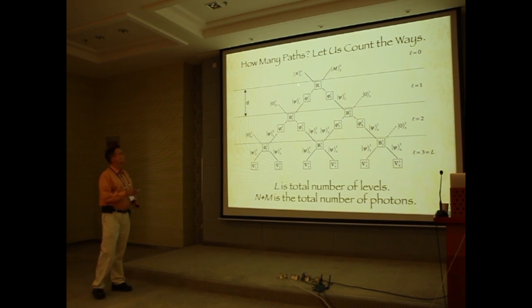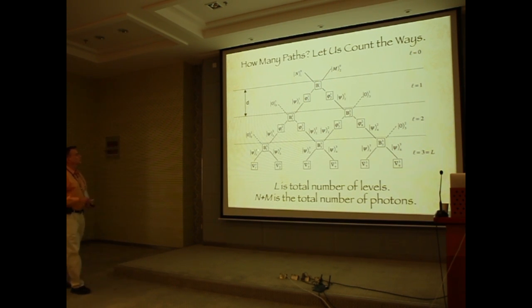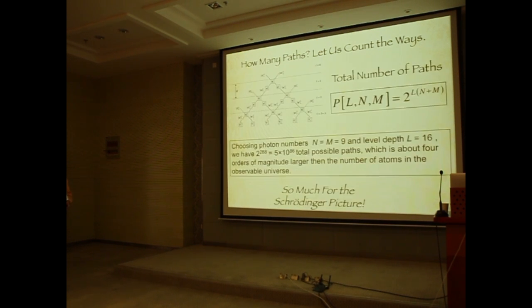So we start with n photons here, m photons here. These are beam splitters. We have tunable possible phase shifters. We're doing the Schrodinger picture, so we write down the Schrodinger wave function amplitudes at each level. L is the number of levels in the interferometer, so it's a resource counting thing, so we begin to tabulate. N plus m is the number of photons in the input, and you can count the number of paths quite easily using some combinatorics, and the number of paths is 2 to the power L times (n plus m).